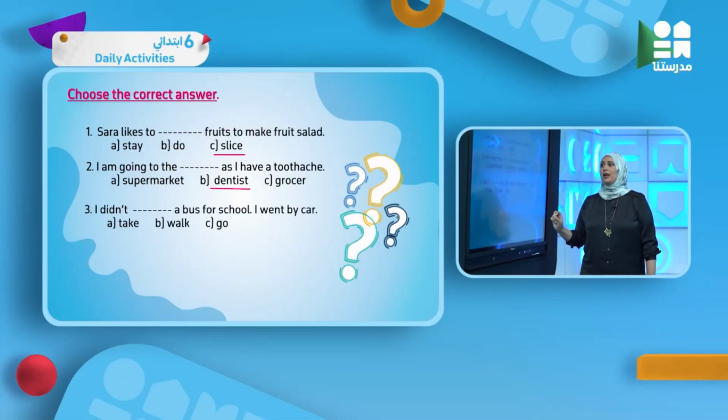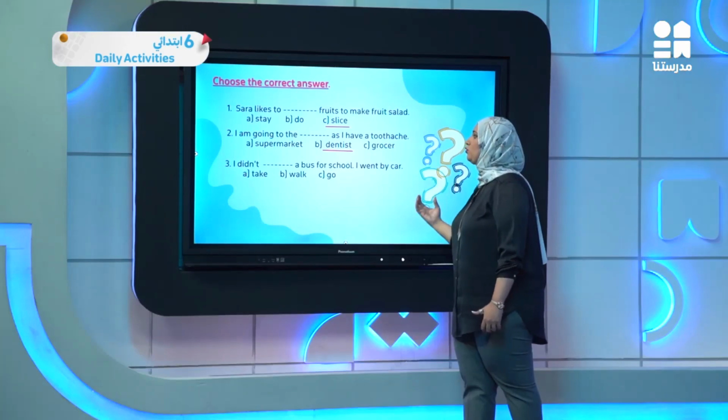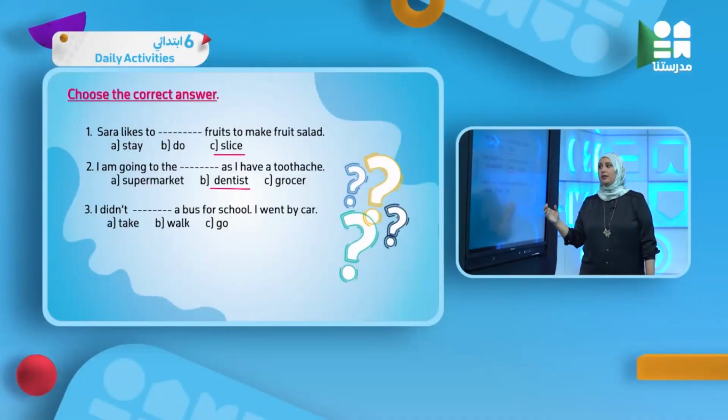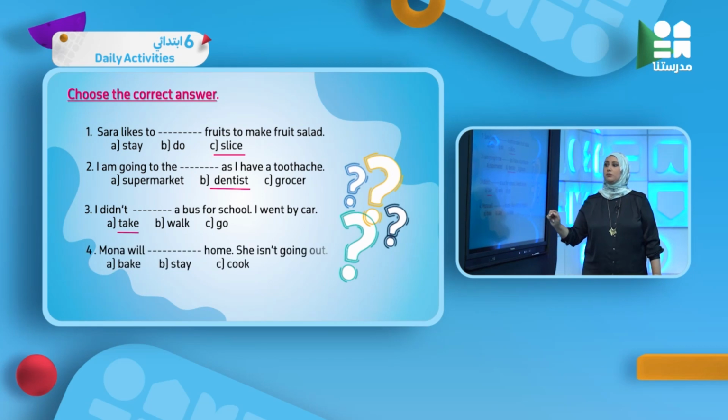I didn't take a bus for school. I went by car. ما أخدتش الباص للمدرسة، رحت بالعربية. What am I going to choose? I'm going to say I didn't take a bus. Very good. ما أخدتش الباص.